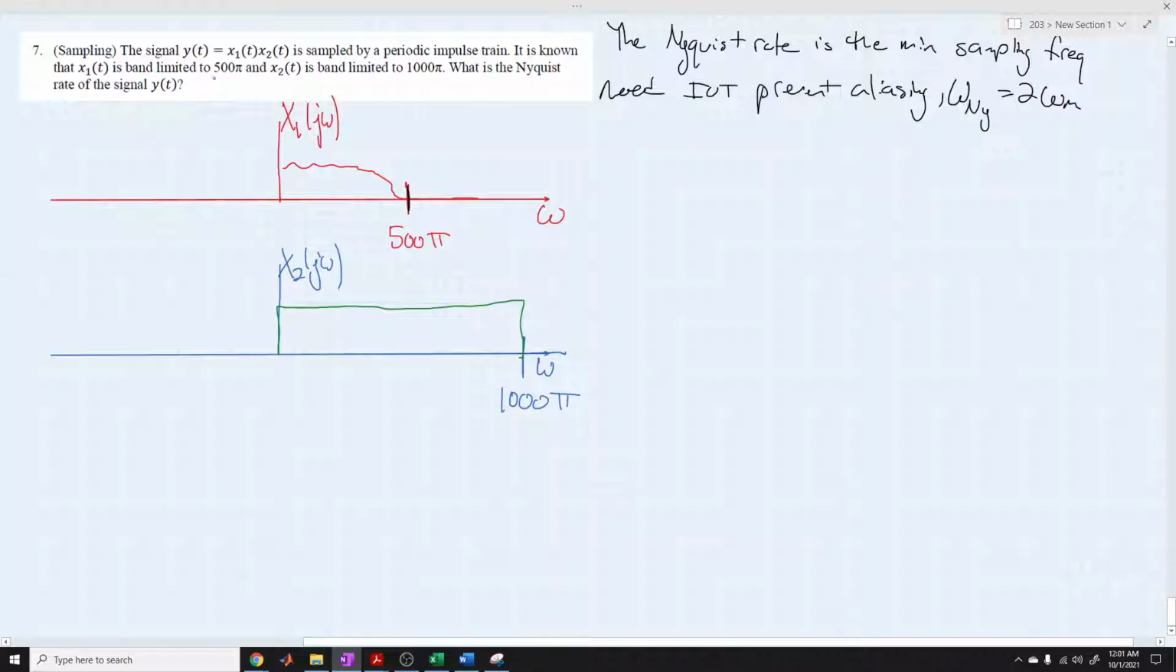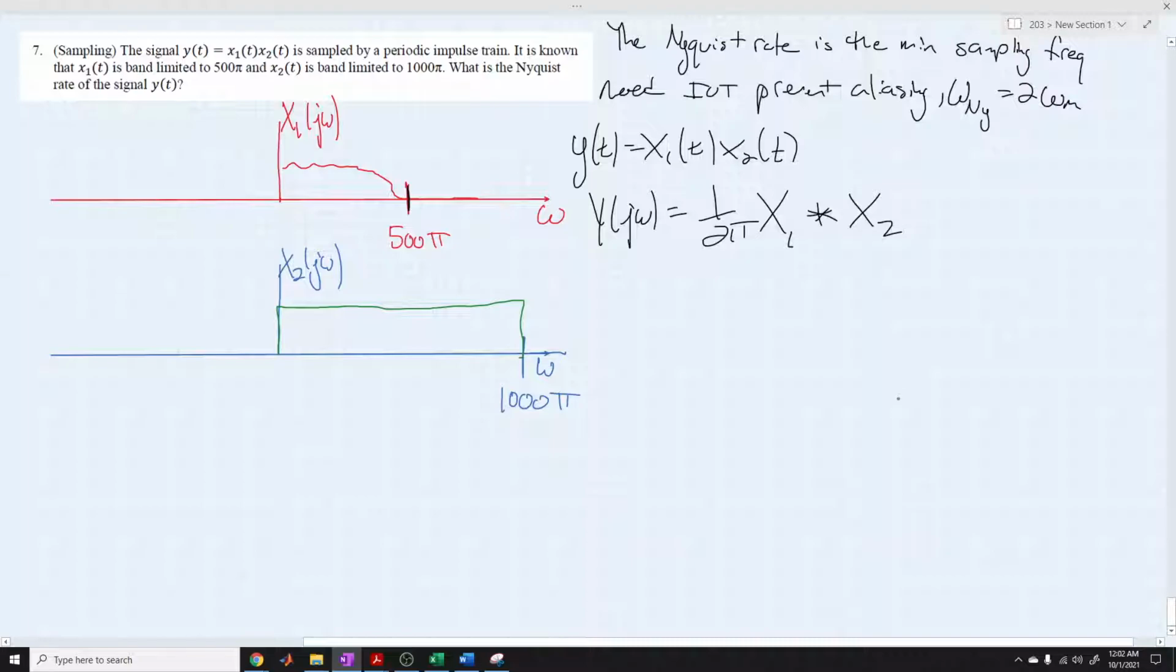Now, we don't know what x1 looks like, we don't know what x2 looks like, but we know what they're band limited to. So I just drew two arbitrary shapes here. So y of t is equal to x1 of t times x2 of t. There's a couple of different ways you could do this, but we're going to go over it using convolution because it's helpful to keep driving this home. That means that y of j omega is going to be the convolution, 1 over 2 pi, of X1 convolved with X2, right? These are j omegas, of course, but I just left them out.